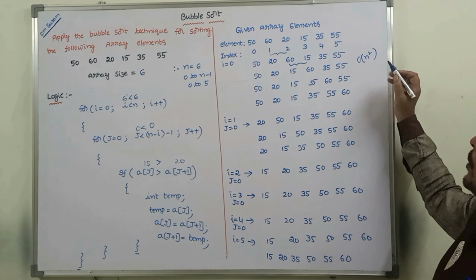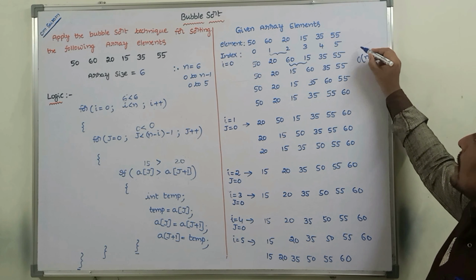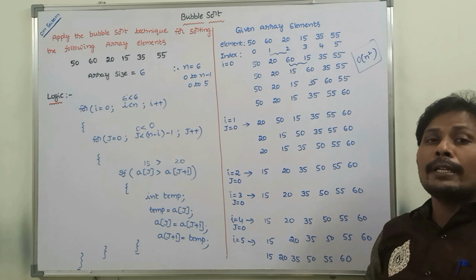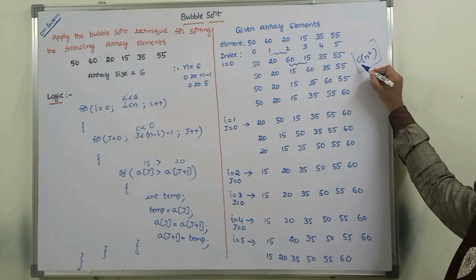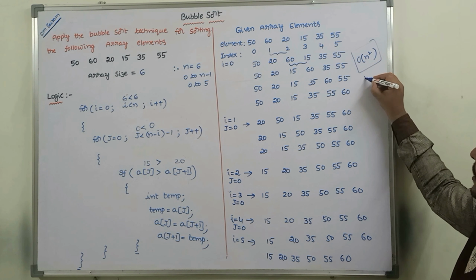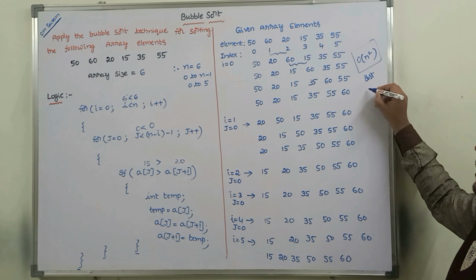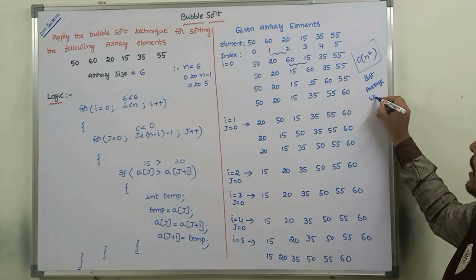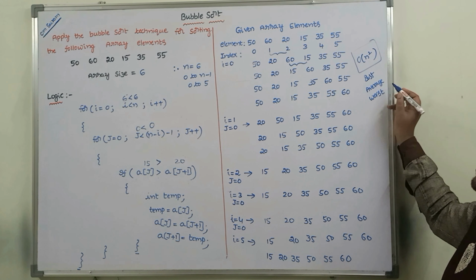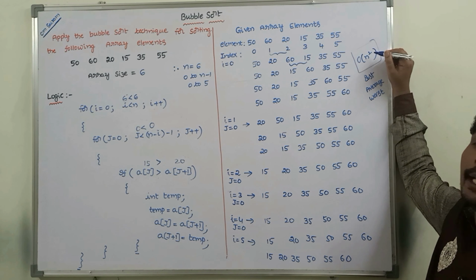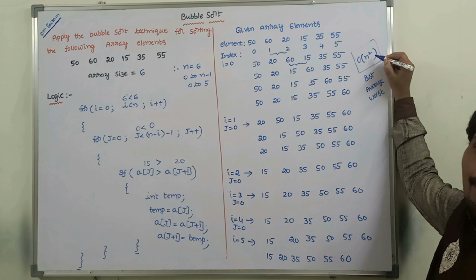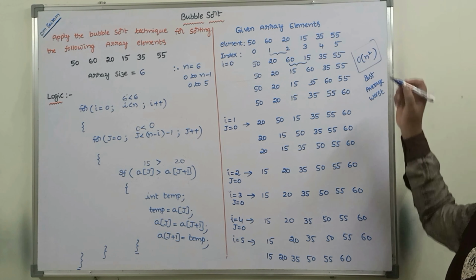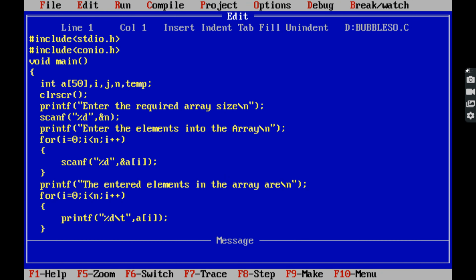So the time complexity of bubble sort in best case, average case, worst case is big O of n square. In all cases, the time complexity of bubble sort is order of n square, big O of n square. Now we can go for the implementation.